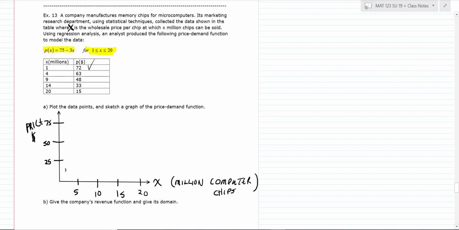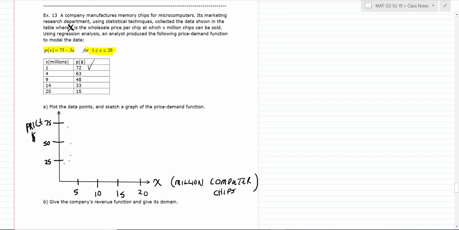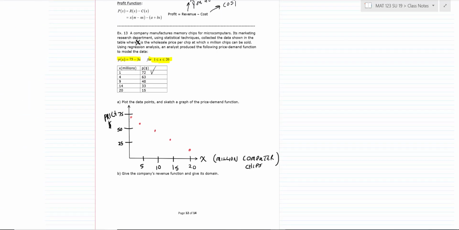So this is the point 1. Just go over 1, up about 72, just ballpark estimation. Then we have a point 4, or go over 4, up where you think 63 is. Over 9, up where you think 48 is. And let's see, then we got 14, up about 33. So it seems to be making a pretty good line. And then over 20 and up about 15, like that. So that is what we call a scatter plot of your data, which we've done before.